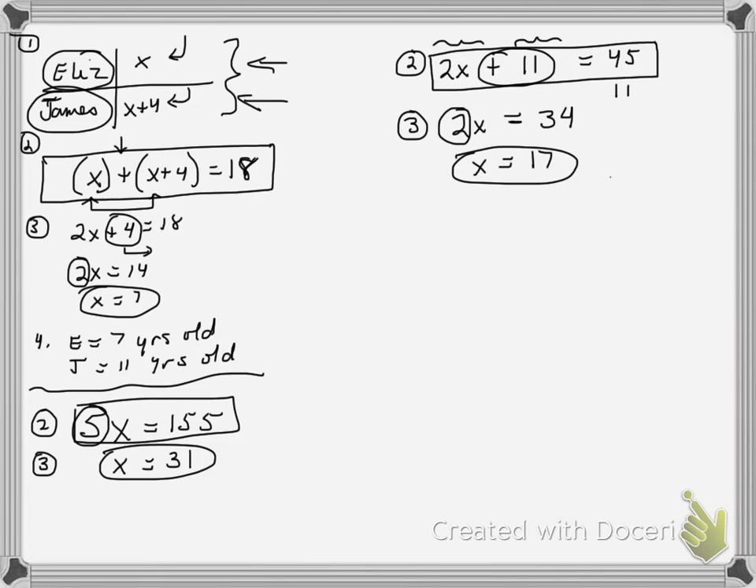I can stop there. Now to check yourself, of course, what you would do is take this answer, 17, and plug it back into your original equation. 2 times 17 is going to be 34. 34 plus 11 is going to be 45. And so once you check it that way, you can see that it is the solution. Let's look at the next problem. I don't mean it has a solution, I meant it is the solution.